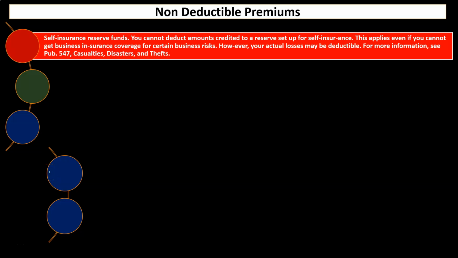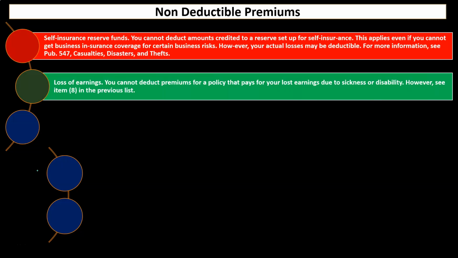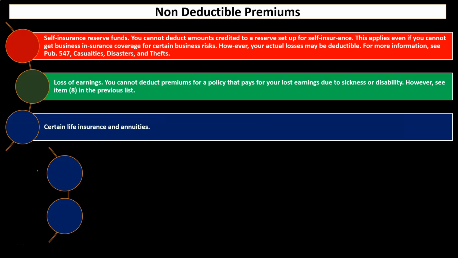This applies even if you cannot get business insurance coverage for certain business risks. However, your actual losses may be deductible. For more information, see Publication 547, Casualty, Disaster, and Theft. Loss of earnings. You cannot deduct premiums for a policy that pays for lost earnings due to sickness or disability. However, you can see item 8 in the previous list.